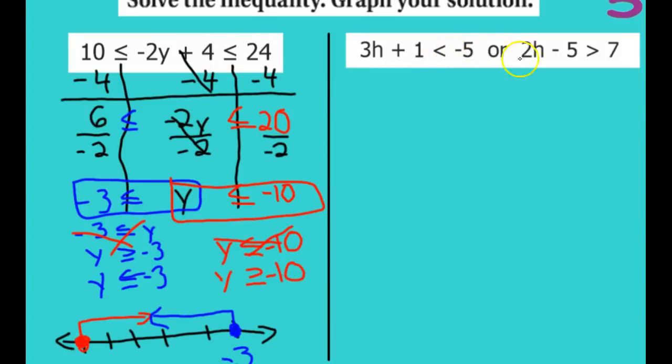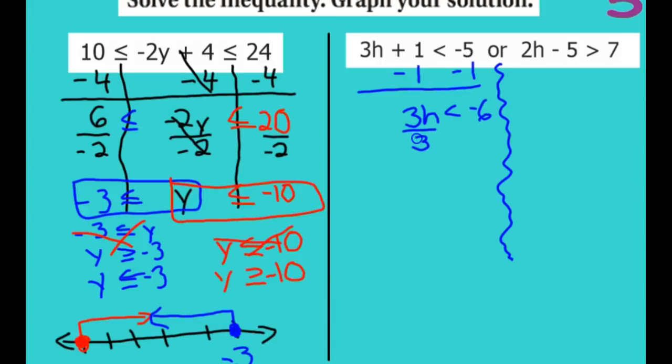Over here, we need to solve both of these inequalities. So we're going to subtract 1 on this side. Let's draw a little squiggle between them so we can separate the problems. So we have 3h is less than negative 5 minus 1, which is negative 6. And divide this by 3. Divide this by 3. H is now less than negative 2.